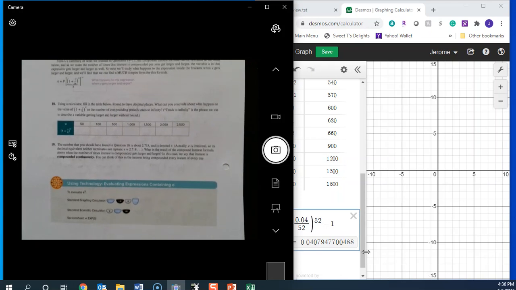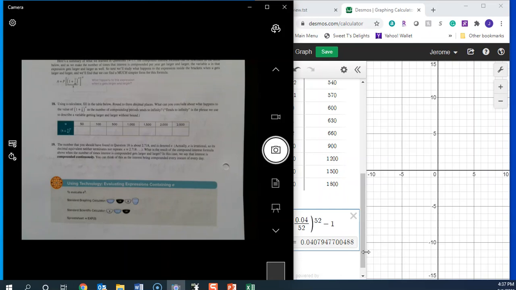Okay, so now it says here's a summary of what we learned in questions 14 to 17. The compound interest formula can be rewritten in the form below, and as we make the number of times that interest is compounded per year larger and larger, the variable u in that expression gets larger and larger as well. So next we'll study what happens to the expression inside the brackets when u gets larger and larger. And we'll find that we can find a much simpler form for this formula.